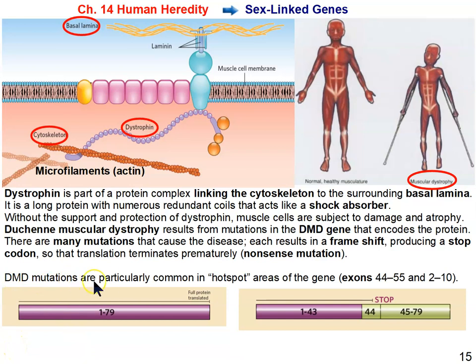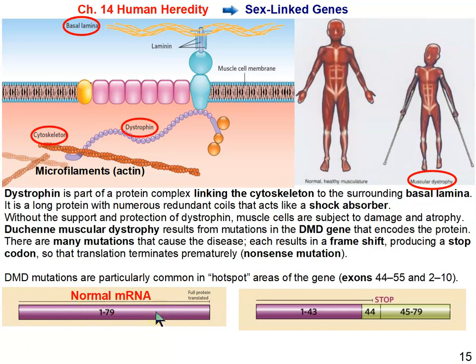So the DMD mutations are particularly common in hotspots, as they're called, in exons 44 through 55 and 2 through 10. Now notice we're looking at exons here. We're not looking at base pairs, because this gene is huge. So this is the normal messenger RNA, and 1 through 79 here represents the exons.